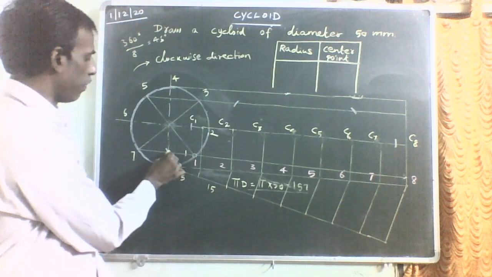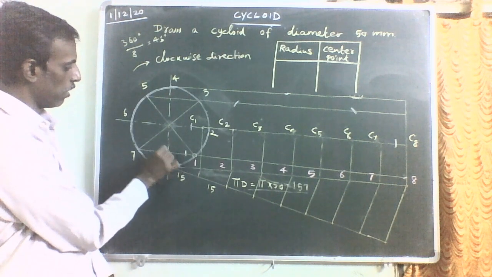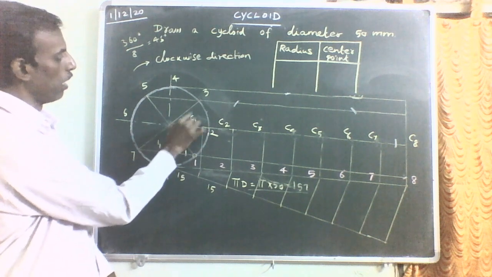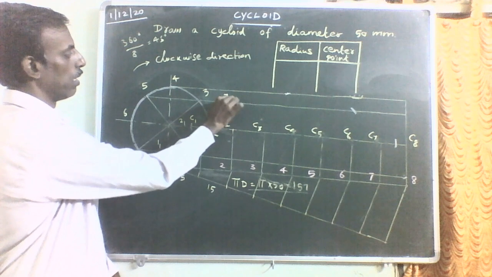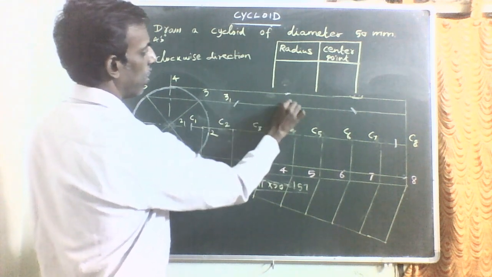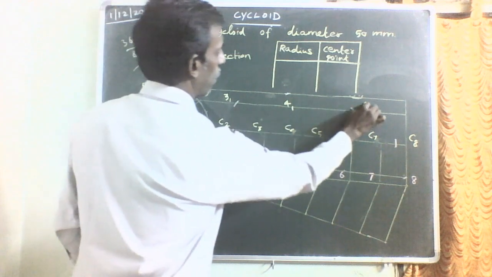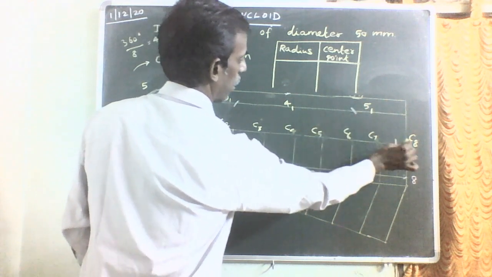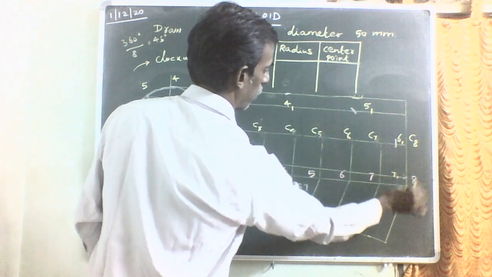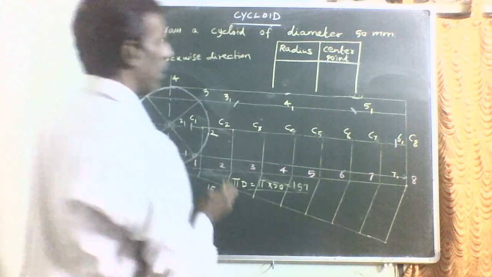So for all these points I am going to give the notation. This will be 1 1. For second point, 2 1. For third point, 3 1. This will be 4 1, 5 1. This will be 6 1. This will be 7 1. Last point will be 8.